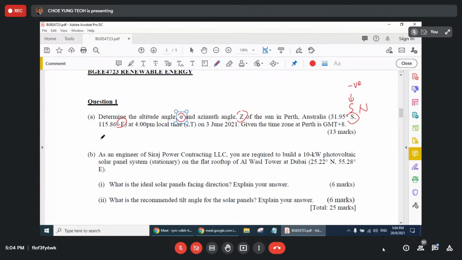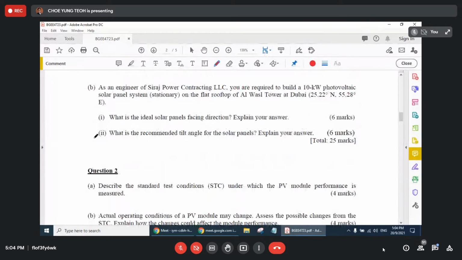Then we move to the second question. As an engineer of a company, Sierra Power Contracting LLC, you are required to build a 10 kilowatt photovoltaic solar panel system, which is stationary, on the flat rooftop of the Outspace Tower at Dubai. You are given the coordinates of this tower. What is the ideal solar panel facing direction? Explain your answer. What do you think? Let's discuss, don't just have me talk and you just listen. Try to give your opinion.